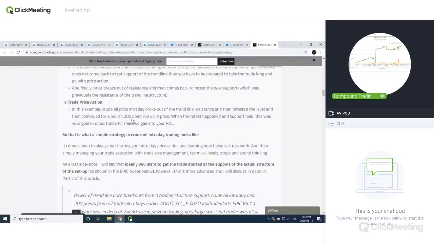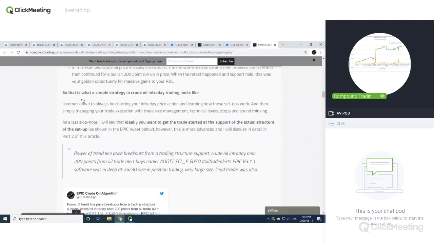Trade the price action. In this example, crude oil price intraday broke out of the trend line resistance and then retested the level and then continued for a bullish 200-point run. And that pays bills for months if you hit that. Crude oil futures pay big dividends, right? When you hit the trade like that, right? Anyway, so that's your golden opportunity. So that's what the simple strategy and crude oil intraday trading looks like for the trend line breakout.